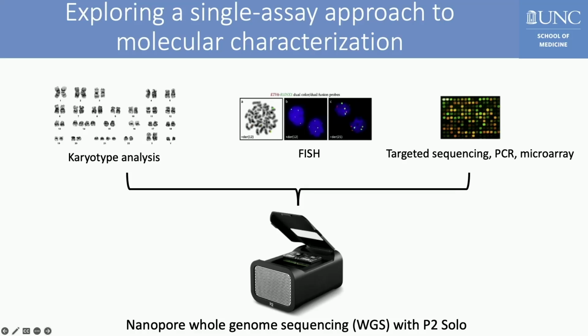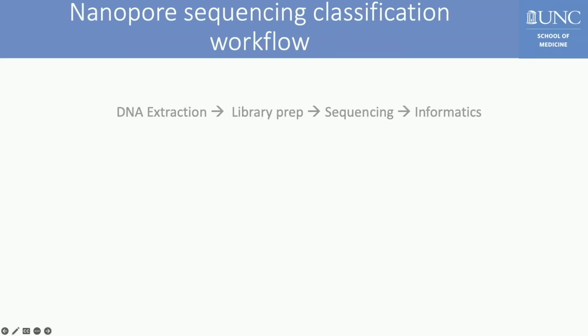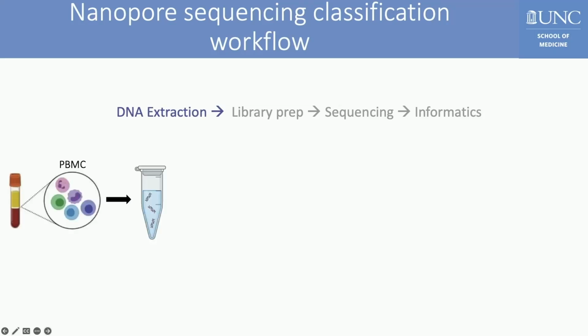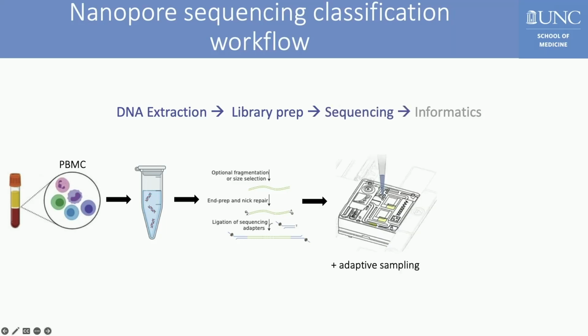So in order to do this, we start with DNA extraction. So we get a sample from UNC hospitals. We extract the DNA. We then do a ligation-based library preparation. And then we put this library onto a flow cell.